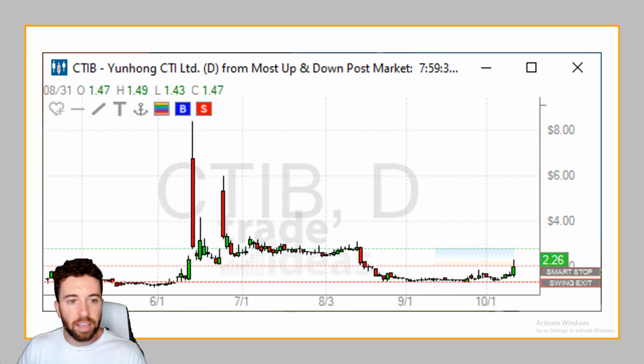So here would be a time frame for us. CTIB. It looks like a regular chart, correct? CTIB right here. This is a stock that is currently in the daily time frame.